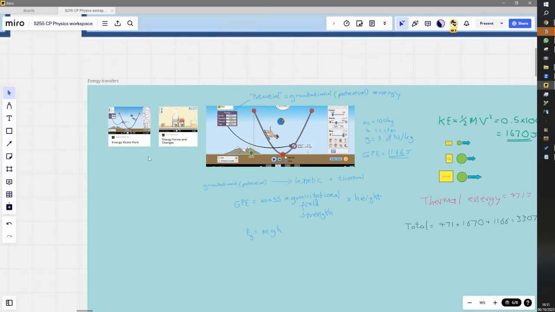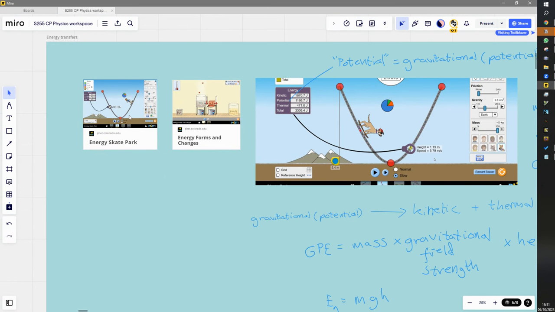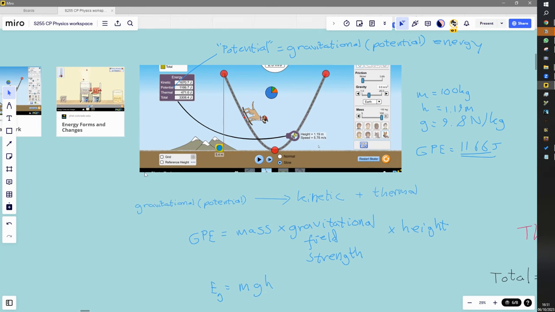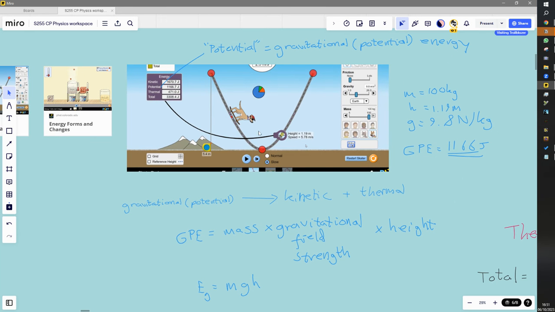Okay, so we've got a couple of simulations which we've been playing around with today. They can be found here. If you click on that bit there, it'll take you to the source. Same with that one there. And I've got a snapshot of one of the ones we were playing around with. So we've got this dog on a skateboard going up and down on this ramp.